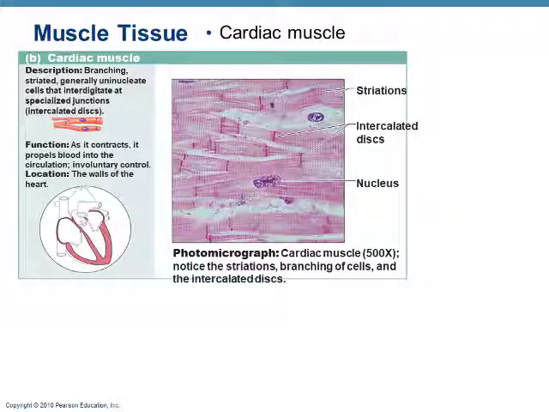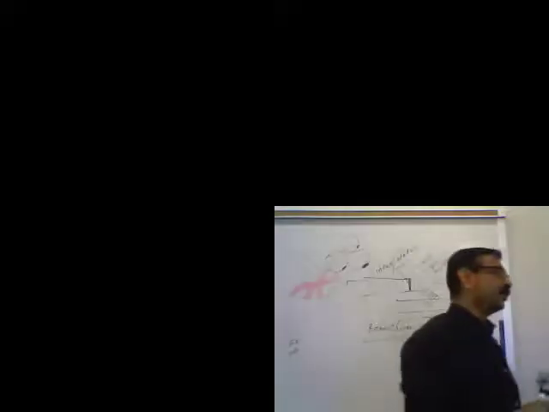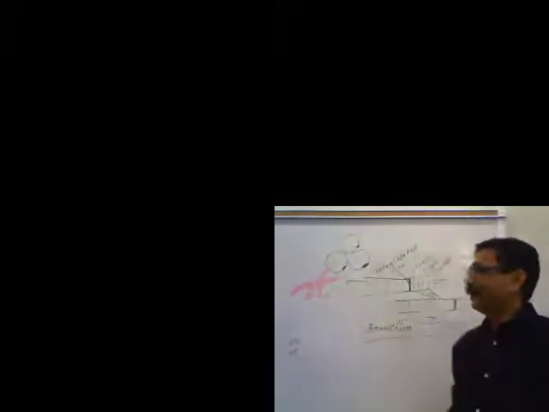Okay, and you see branching is also present in cardiac muscle. That means from one fiber, the branch gets out and goes to the other fiber. So this is called branching. Present. So these are the histological properties of cardiac muscle tissue under the microscope. Cardiac muscle is involuntary, doesn't listen to your command.